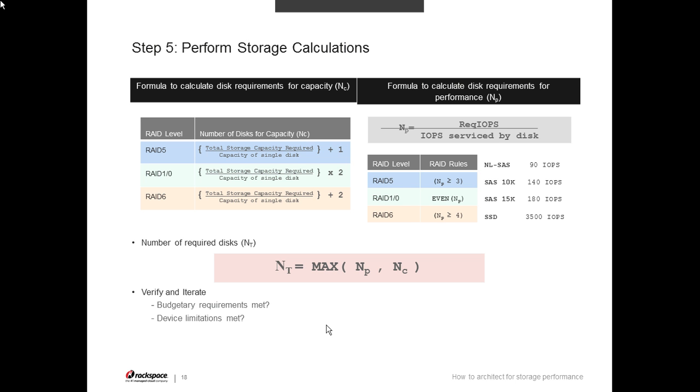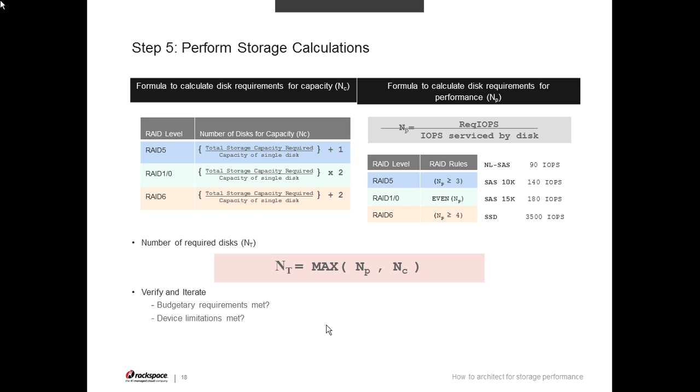Also, for simplicity, as each disk has different IOPS output, I've shown some industry standard IOPS figures for disks, which can be used in your calculations, where, for example, a 15,000 RPM SAS disk delivers around 180 IOPS.